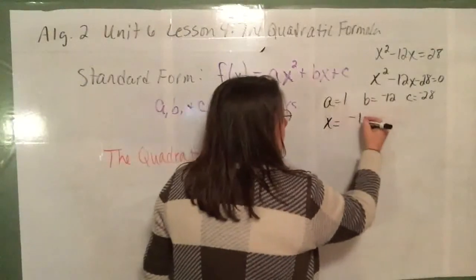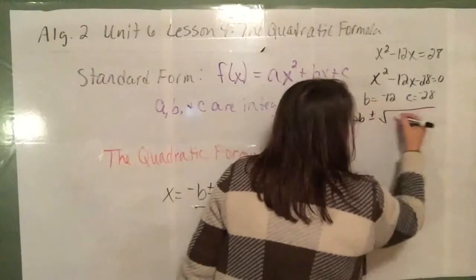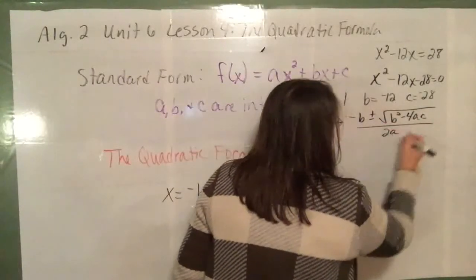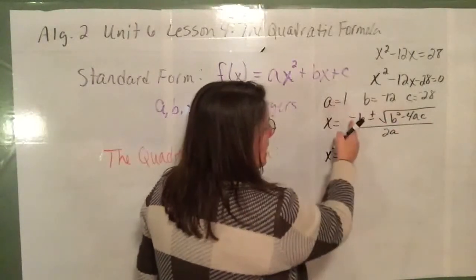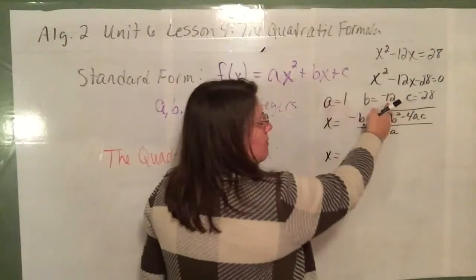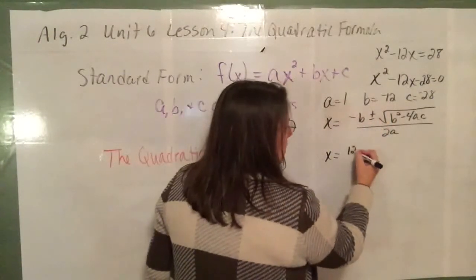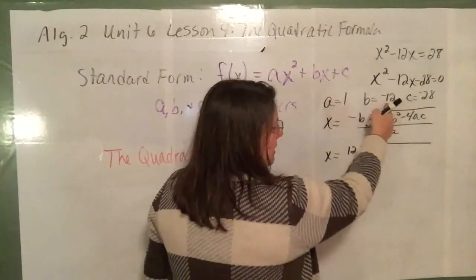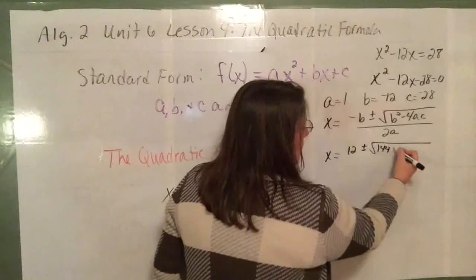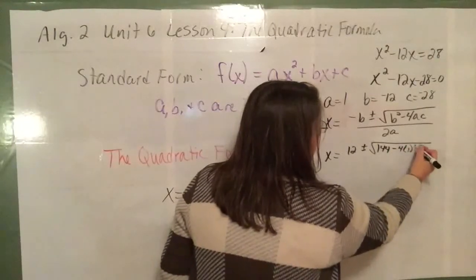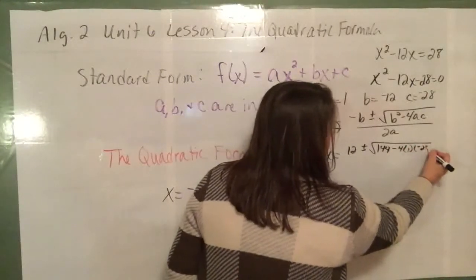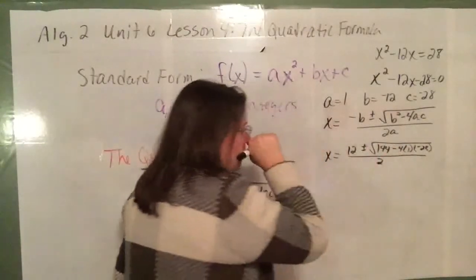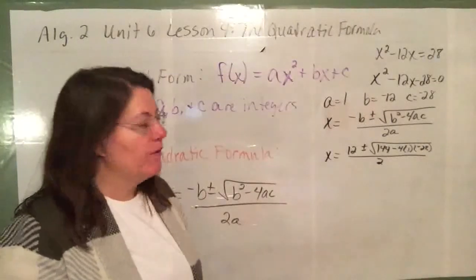x equals negative b plus or minus the square root of b squared minus 4ac, all over 2a. So if I plug in, negative b means the opposite of b. B is negative 12, so the opposite of negative 12 is 12. Plus or minus the square root of b squared, negative 12 squared is 144, minus 4 times a, which is 1, times c, which is negative 28, all over 2 times 1, which is 2. Then I just solve this using order of operations.